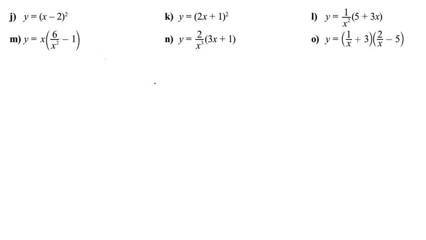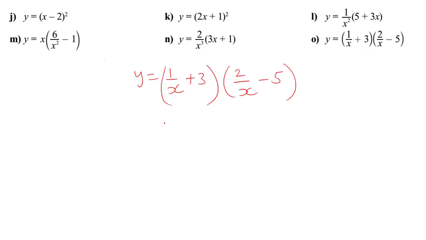Okay, so question O: y equals 1 over x plus 3, and we are multiplying here by 2 over x minus 5. First you're going to need to take this 1 over x and multiply it by this, and then you're going to do the 3 by the same thing. So 1 over x times 2 over x is going to be equal to 2 over x squared.